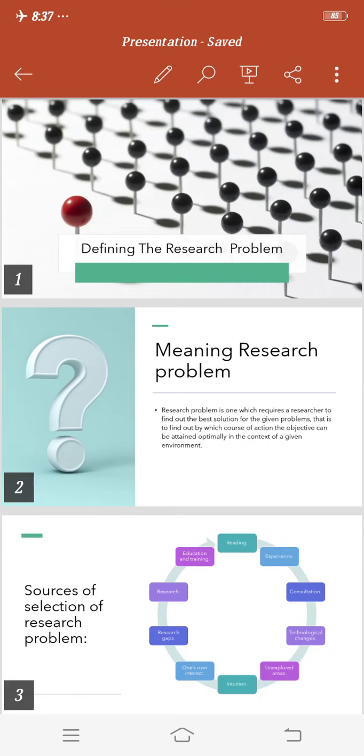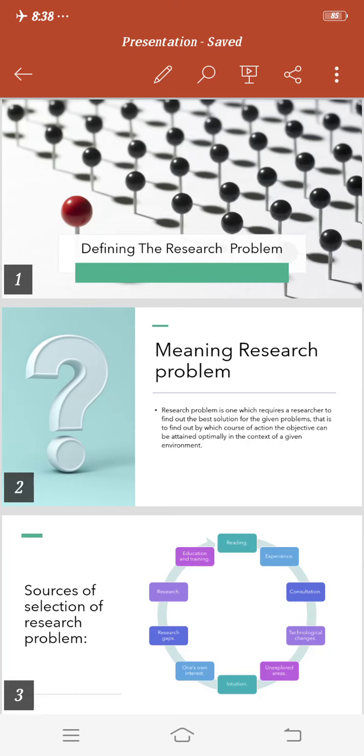Next one is consultation. Here, by having a discussion with professors, guides, experts, researchers, administrators and research executors, the problem can be selected. Next one is technological changes. Here, technological changes in a fast changing society are constantly bringing more new problems. So changing technology brings more problems in society. So it is a new opportunity for research, or we will get different types of research problems.